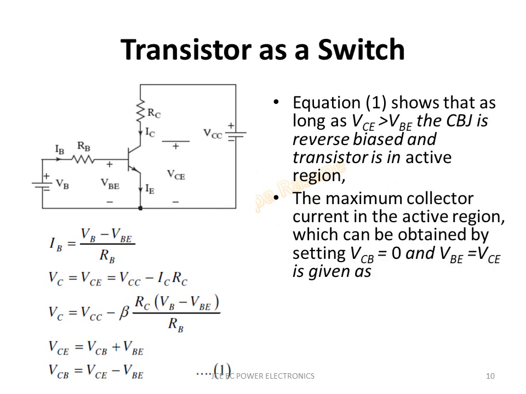Next, the maximum collector current in the active region, which is obtained by setting VCB equal to 0 and VBE equal to VCE, is given as ICM equal to VCC minus VCE divided by RC. We know IC equals VCC minus VCE divided by RC, that will give you IC. What is ICM?